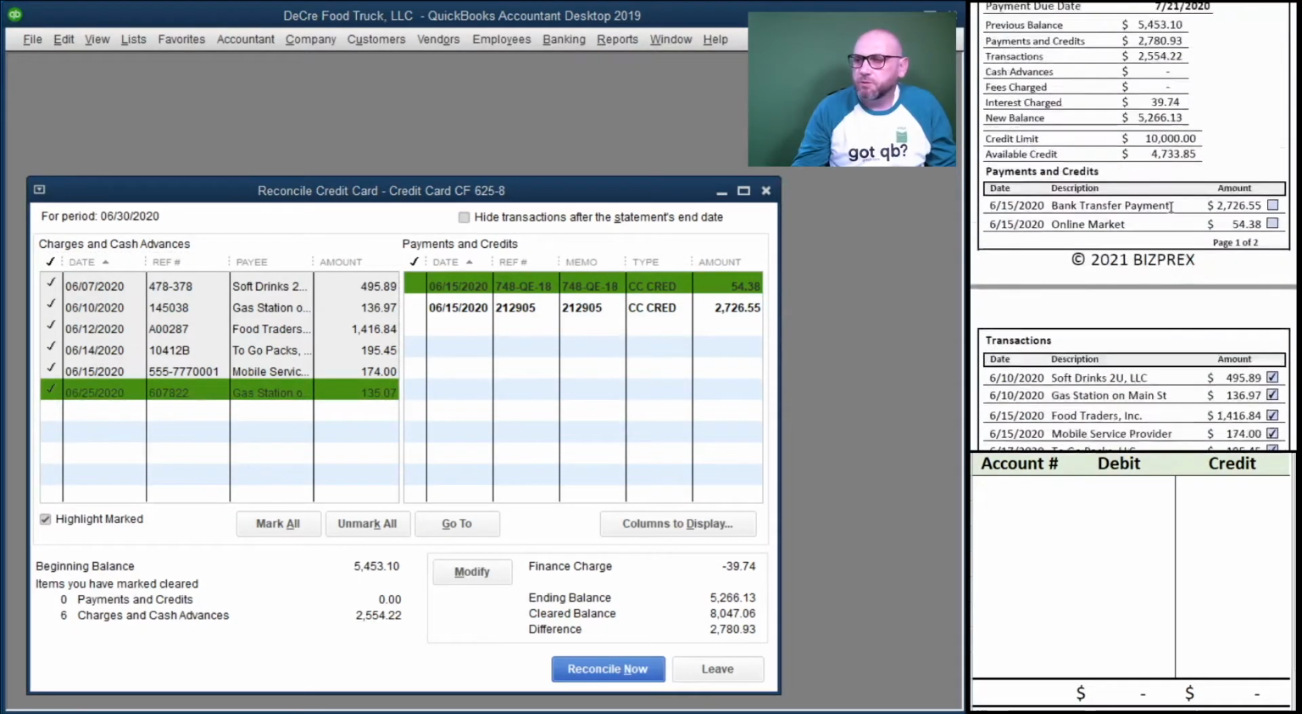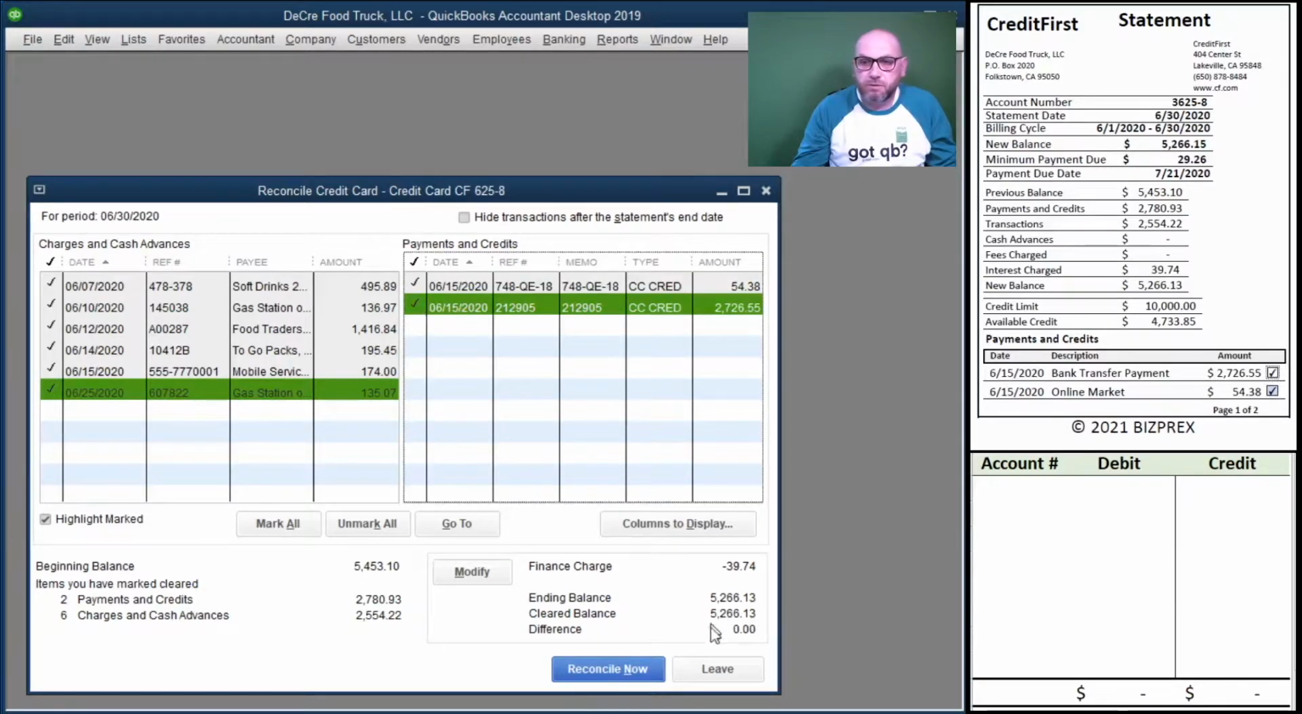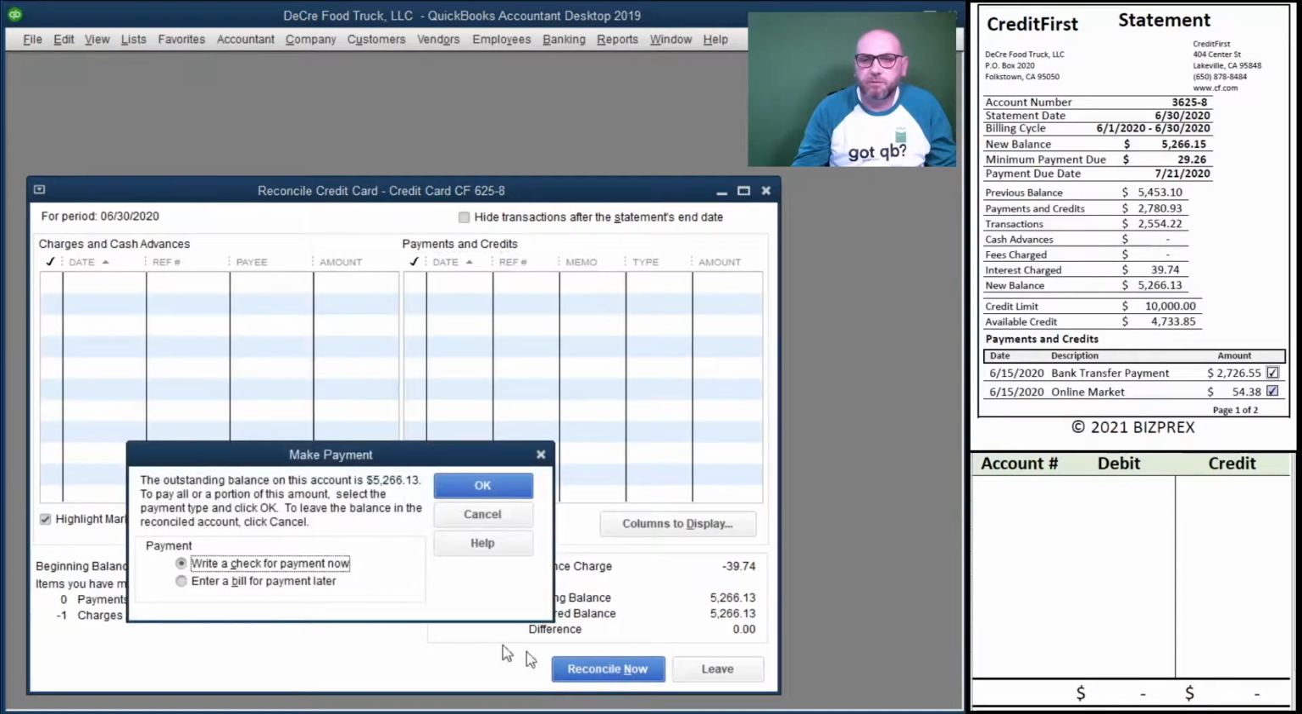So what else do we have? We also have payments and credits. Let's make sure we capture those. So here we are. And we're at zero, right? Awesome. So we can go ahead and click reconcile now. That means everything matches to the statement. In catch-up accounting, bookkeeping mode, we don't need to write a check right now or enter it later. We already did that, so we're going to click cancel. In live accounting, we would act a little bit differently, and we'll show it in later videos.